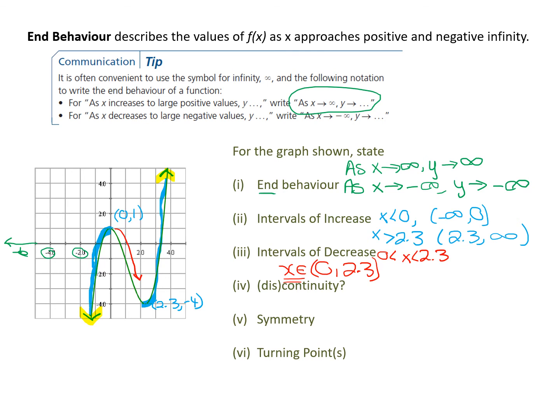Next question is about continuity or discontinuity. So does this graph look continuous or discontinuous? Remember, if it's continuous, it means if you were to draw it, you would not have to pick up your pen. You could just keep drawing it. So it is continuous.